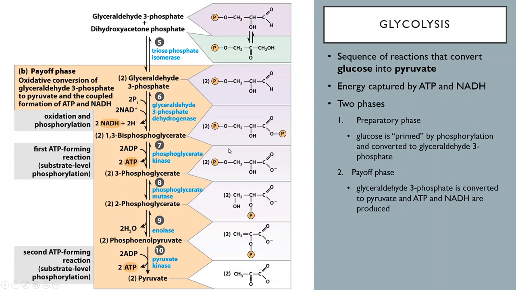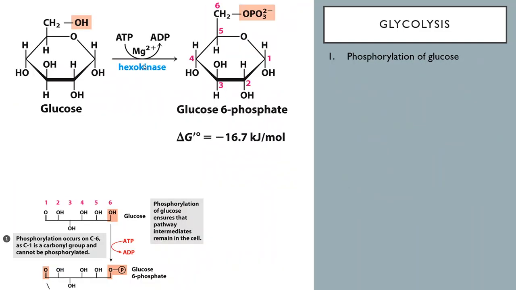And then again, this is just summarizing the payoff phase. So we're taking that glyceraldehyde 3-phosphate, oxidizing it eventually into pyruvate, and then getting ATP from it. And also NADH is produced as, again, an electron carrier. So the first step, during the priming phase, is phosphorylating glucose.